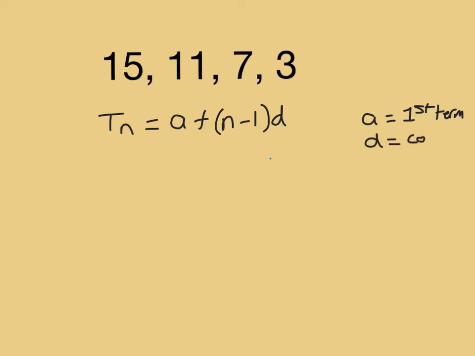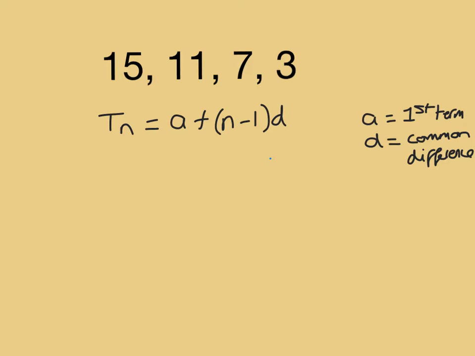So the first thing I'm going to do is write down my formula that we had there. Tn equals a plus (n minus 1) d, where a is equal to my first term and d is equal to the common difference.